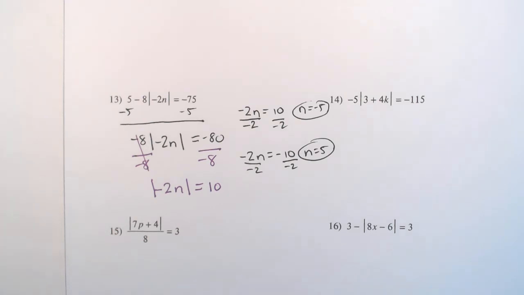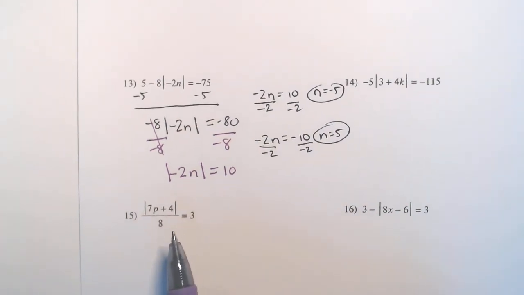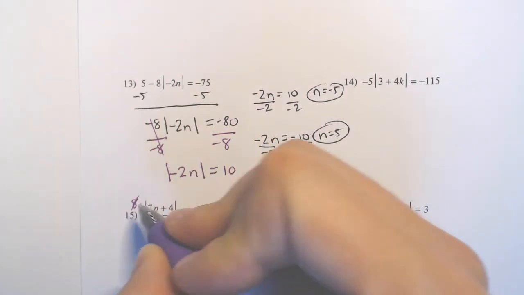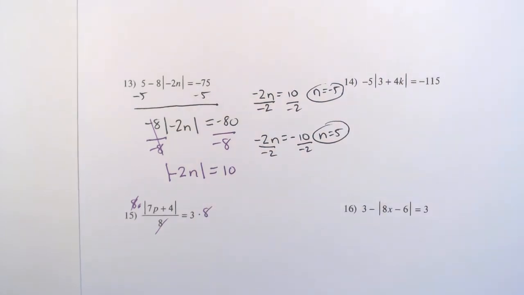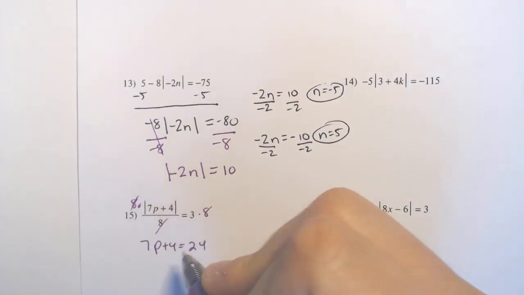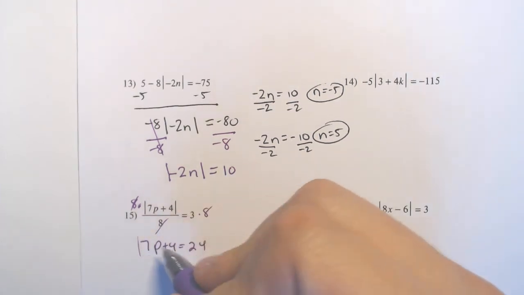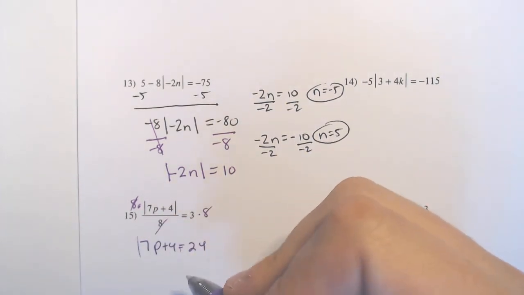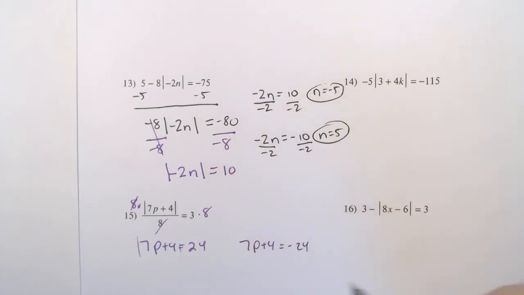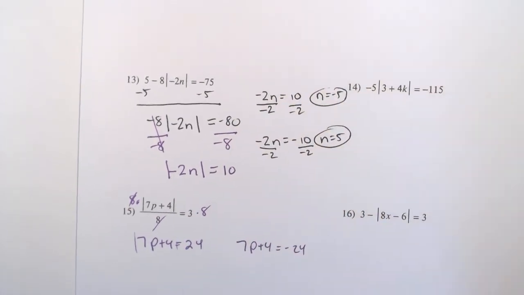Let's see, which one? Now 15, I don't want to do the whole problem, but how do we get rid of that 8? How do we get rid of that 8 on 15? You multiply it to get rid of it, of course. And you get 7p plus 4 is equal to 24. And because the absolute value bars would be isolated at that point, it would be 7p plus 4 equals negative 24 as well. And you would solve both of those.